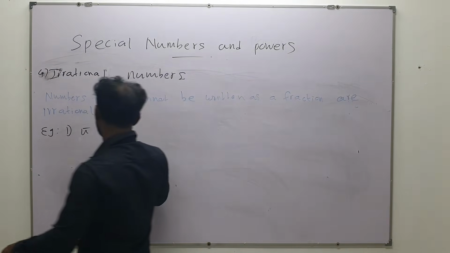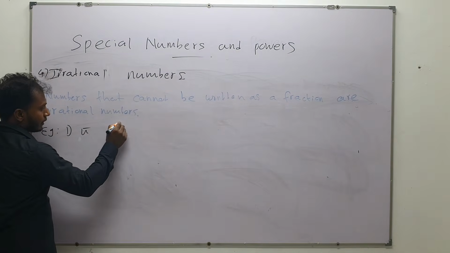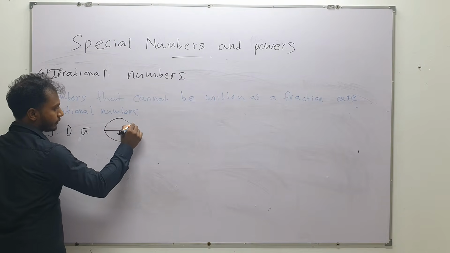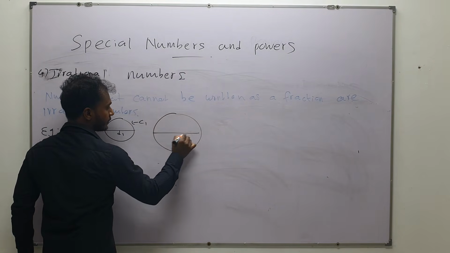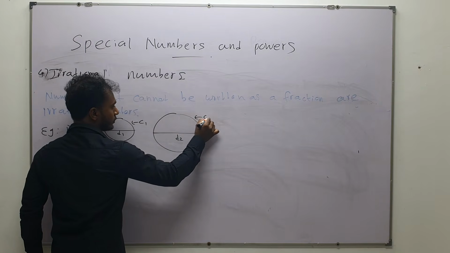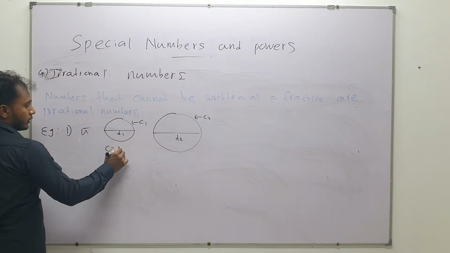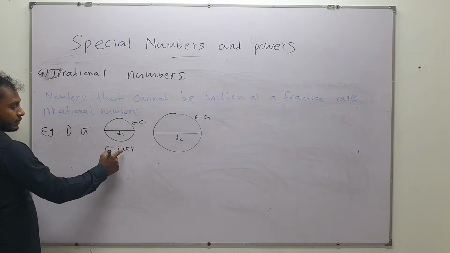Let me show you, right? So this is for your knowledge, not related to the irrational, but related to pi. So imagine you have a circle with diameter d1 and circumference c1, a bigger one with d2 and circumference c2. Circumference equals 2 pi r. 2r means 2 times the radius, that is diameter.